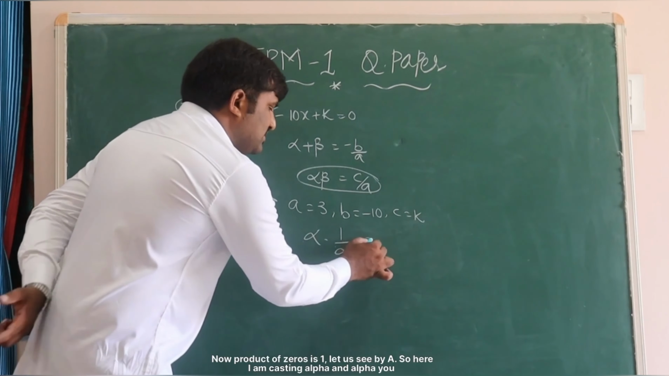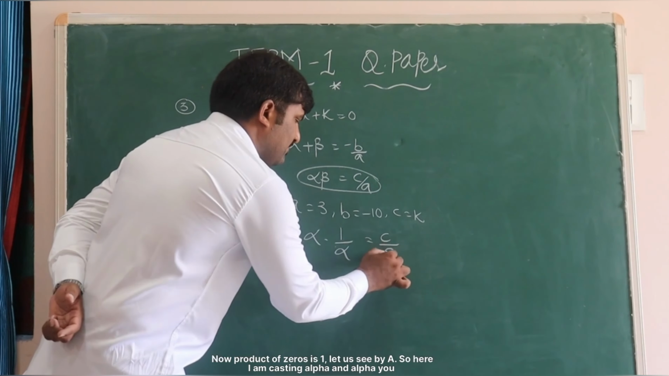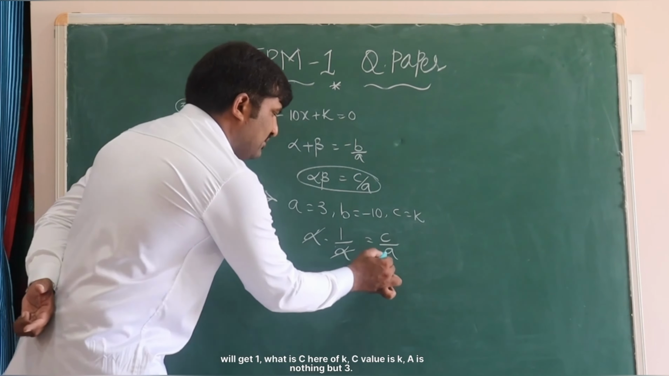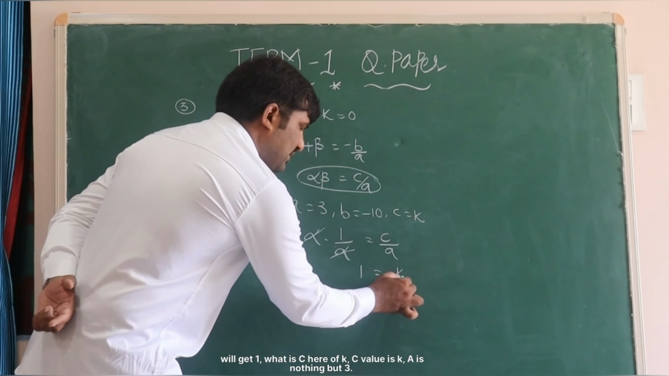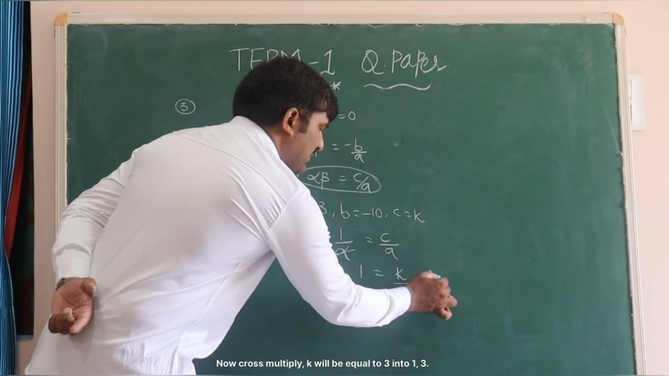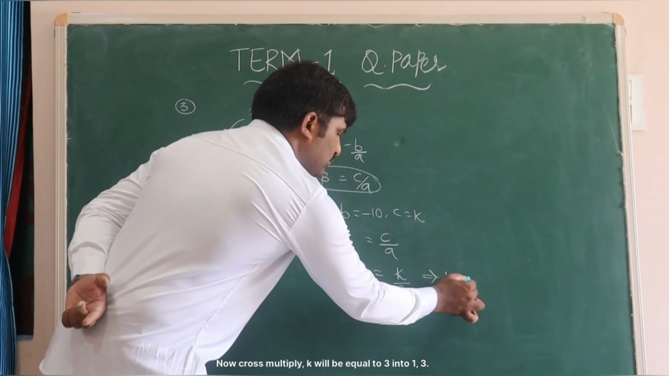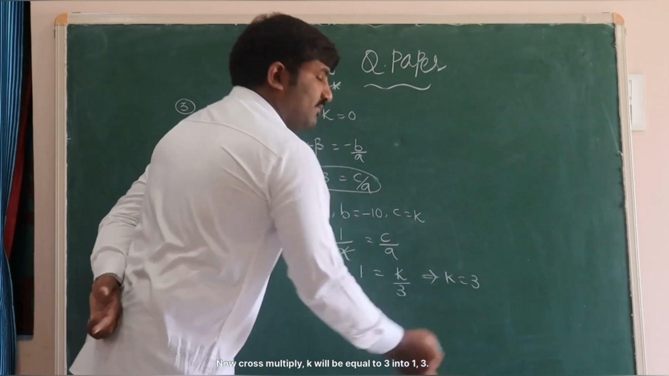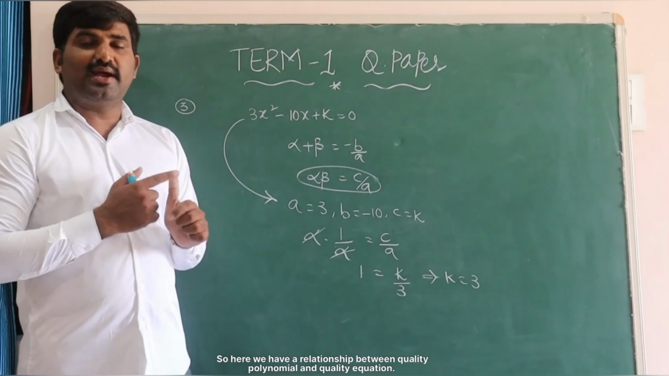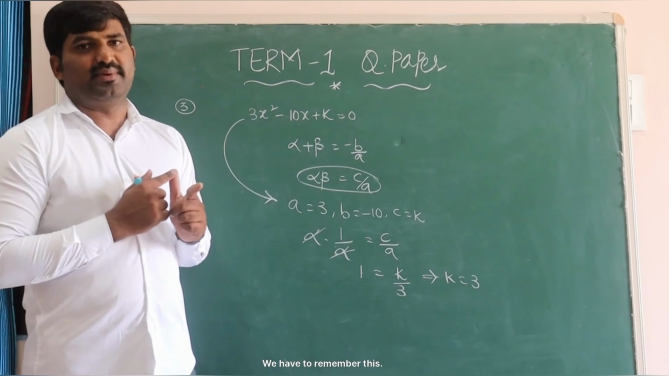Now the product of zeros is what? c by a. Here I am cancelling alpha and alpha, you will get 1. What is c here? c value is k. a is nothing but 3. Now cross multiply, k will be equal to 3 into 1, that is 3. So here we have a relationship between quadratic polynomial and quadratic equation. You have to remember this, okay?